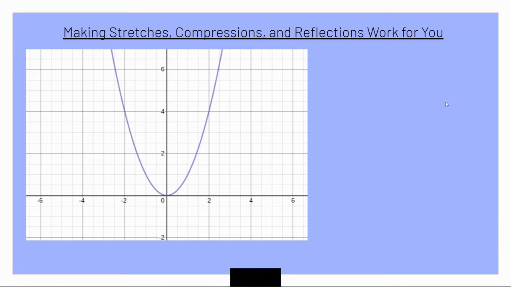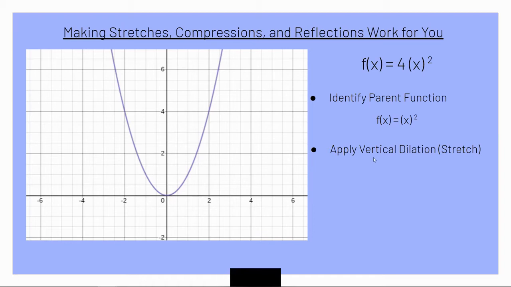So making the stretches and compressions and reflections work for you. If we have 4x squared, we want to figure out first what its parent function is. Well, if we take the numbers off, what's left behind is x squared. So that is our parent function.